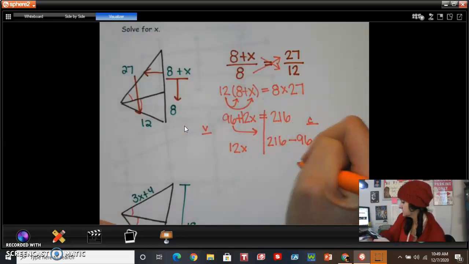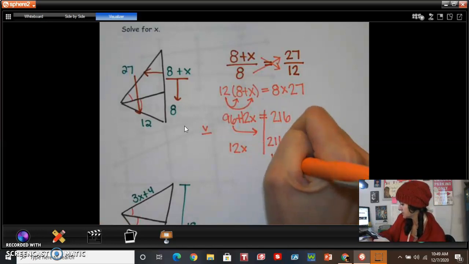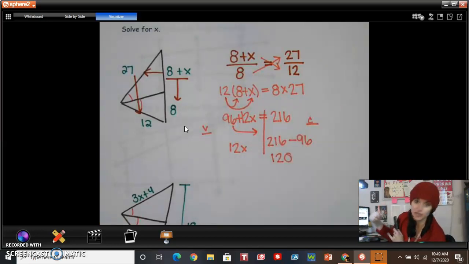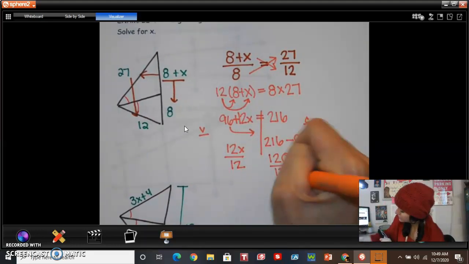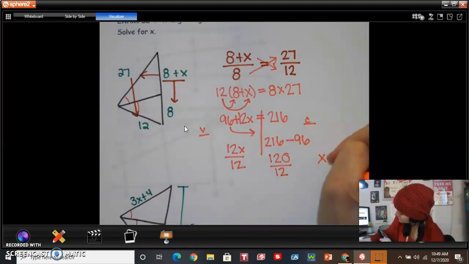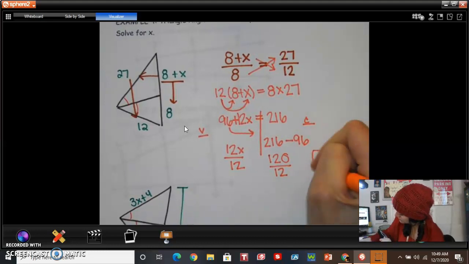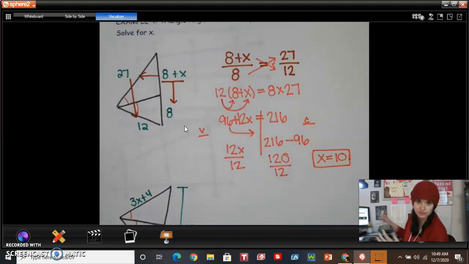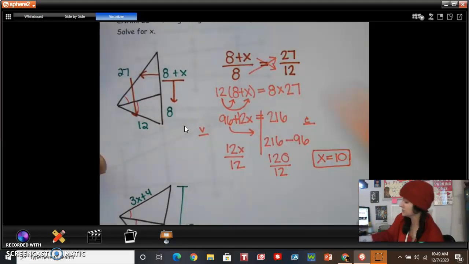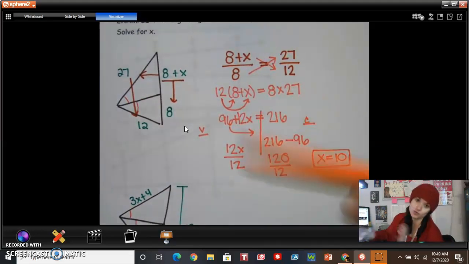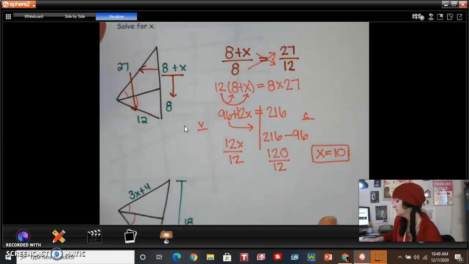Okay, 216 minus 96 is 120. Now to solve for x, we divide by 12, and we get that x equals 10. So the geometry part of this one, of course, was our setup, this right here in the brown color. The algebra was all of this peach or orange color. I don't know what it looks like to y'all.